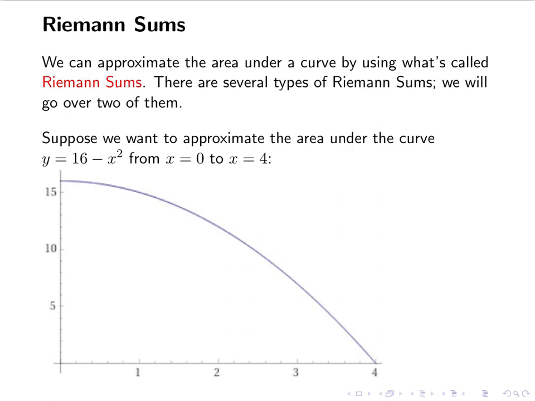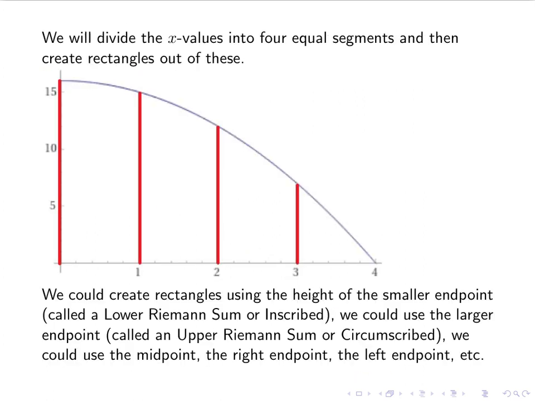So if I want the area under this curve here, that's y equals 16 minus x squared, and it's from 0 to 4. What we're going to do is approximate the area, again, with what are called Riemann sums. The first thing that we're going to do is divide our x-axis into so many segments. So we're dividing this into 4 segments: 1, 2, 3, 4. And then those are the bases of our rectangles that we're going to create.